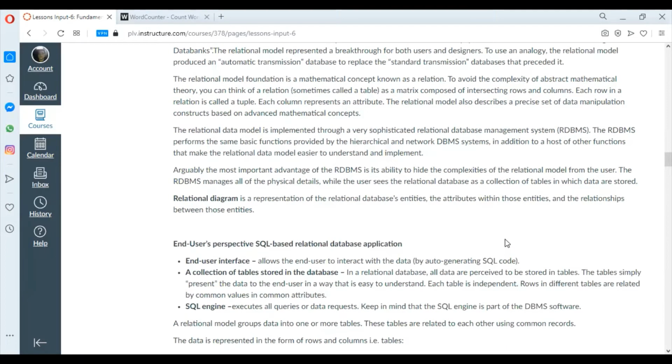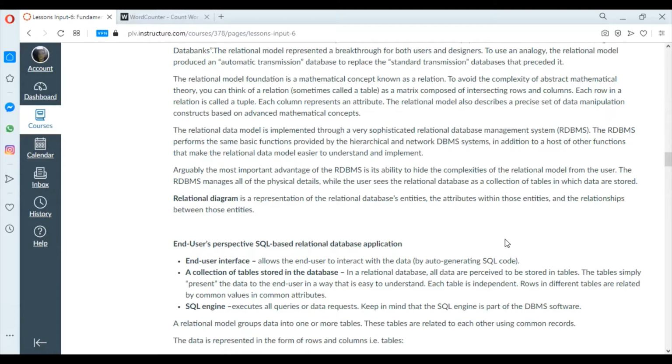Arguably, the most important advantage of relational database management system is the ability to hide complexities of the relational model from the user. It manages all the physical details while the user sees the relational database as a collection of tables in which data are stored. So we use a relational diagram, which is a representation of the relational database entities, the attributes within those entities, and the relationship between those entities.